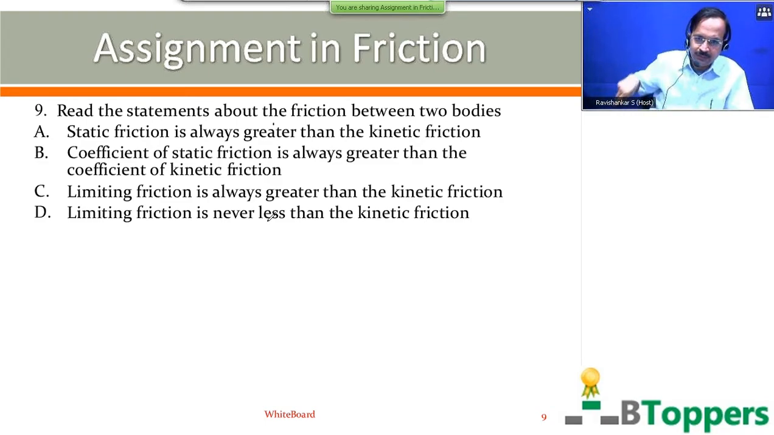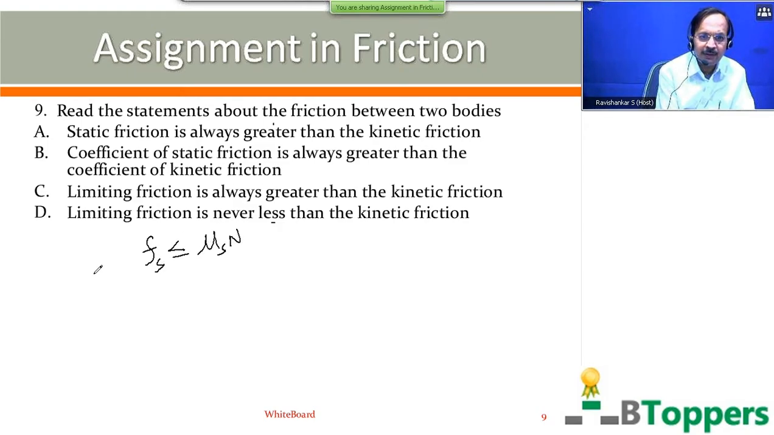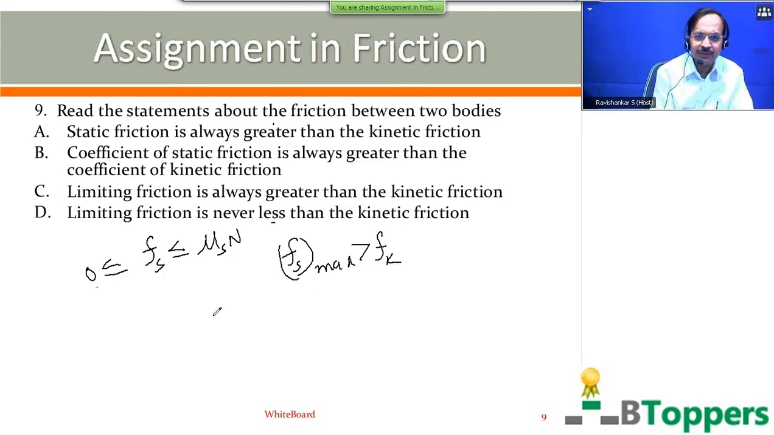So in general, the magnitude of the static friction between two surfaces in contact will be less than or equal to mu s into N. That means static friction may have any value between 0 and mu s into N. You cannot say static friction is always greater than mu k into N. What you can say is the maximum value of static friction is greater than the force of kinetic friction. But you cannot write Fs greater than Fk. You can only write Fs maximum greater than Fk. So statement A is not correct.